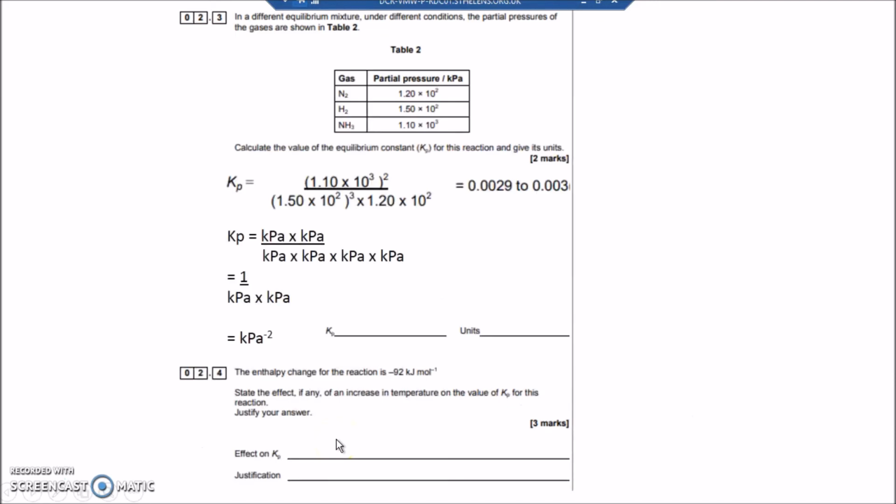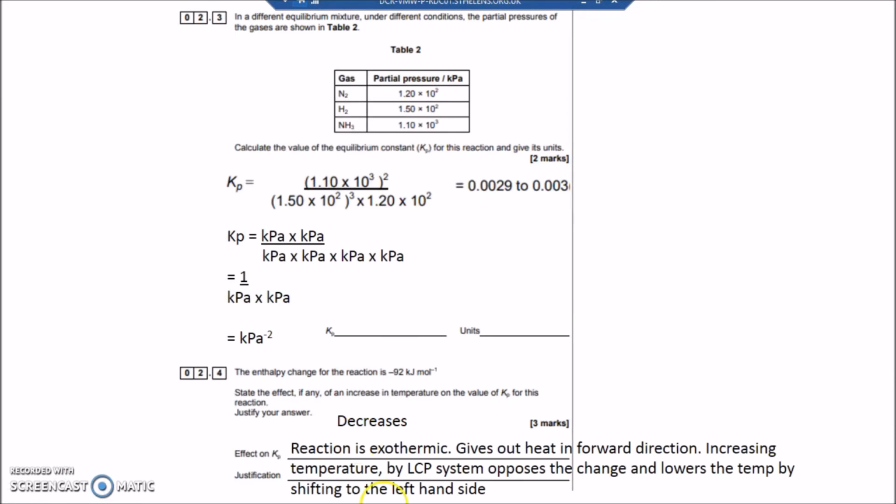So the Kp decreases, and the way to explain that is the reaction's exothermic, gives out heat in the forward direction. Increasing the temperature, by Le Chatelier's principle, is going to try and oppose that change and lower the temperature, and it can do that by shifting the position of equilibrium. It should say shifting the position of the equilibrium to the left hand side, because going to the left hand side it's endothermic and takes in heat.